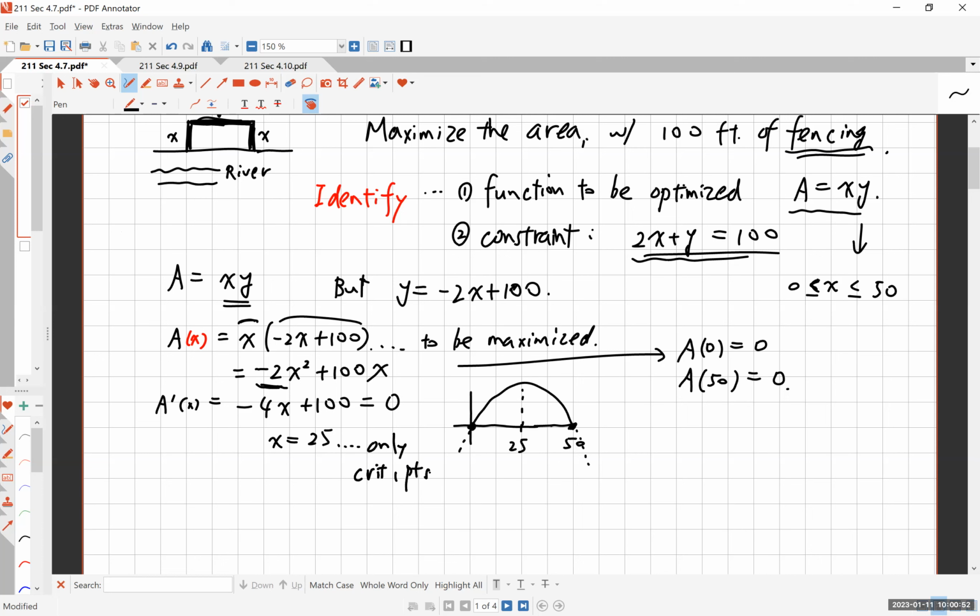And if you check at the boundary points, A of 0 is 0 and A of 50 is 0. So it is a maximum point. And so you can say A has its maximum at 25, or I should say X is equal to 25, in this case, feet. All right, what's going to be the Y value at this point? Well, we plug that in, so it's -2 times 25 plus 100, and that's 50.